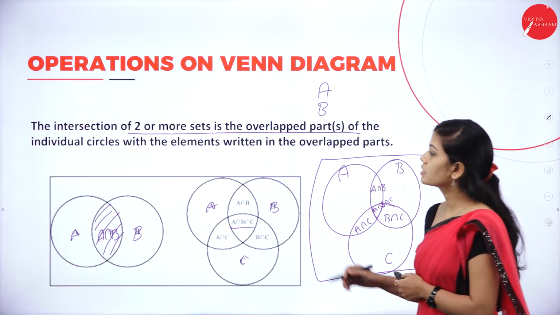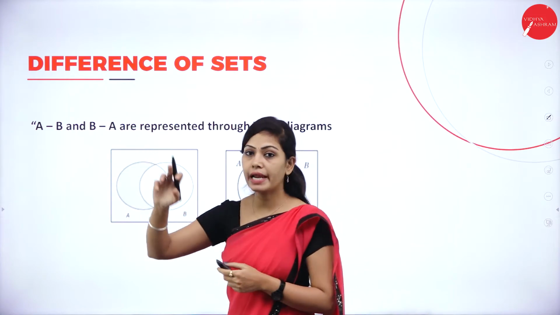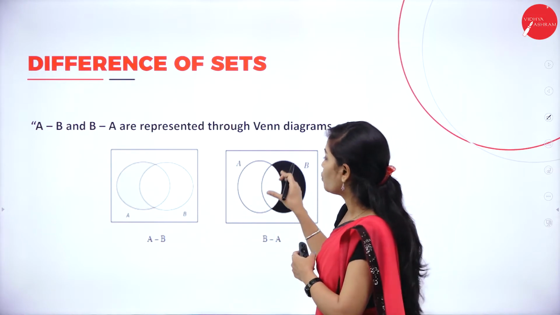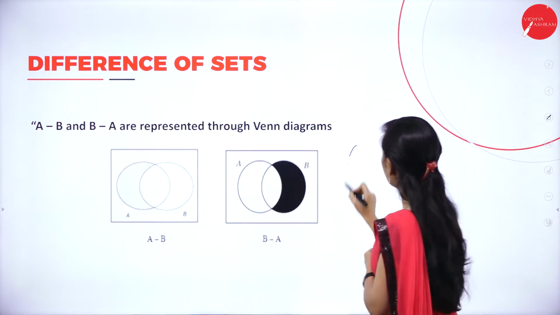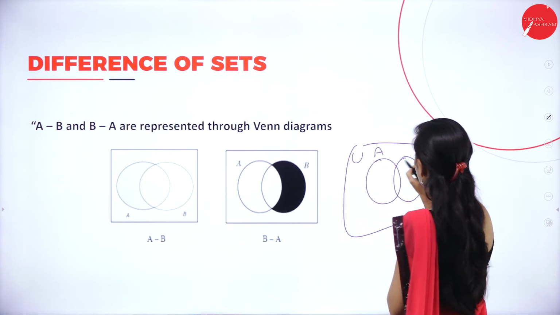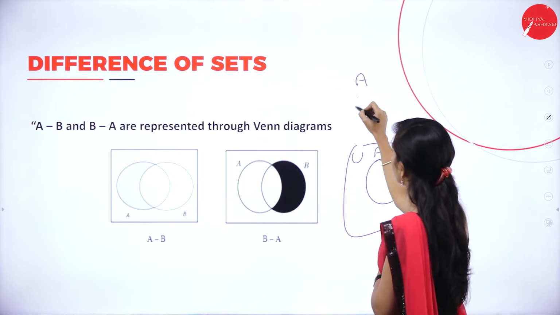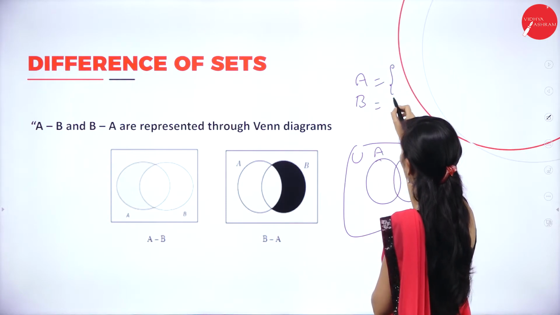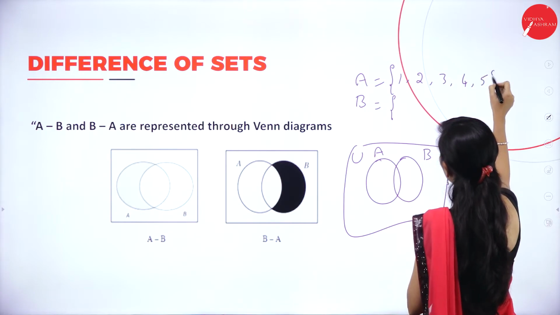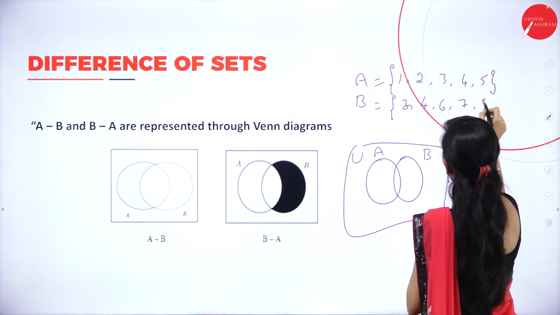And the next operation is the difference of sets. Already I have discussed the difference of sets, A difference B and B difference A. How to represent the difference of sets using a Venn diagram? Here I have 2 sets, set A and set B. So how will you find A difference B? First understand the concept of difference of sets. Here I have 1, 2, 3, 4, 5 and 3, 4, 6, 7, 8.